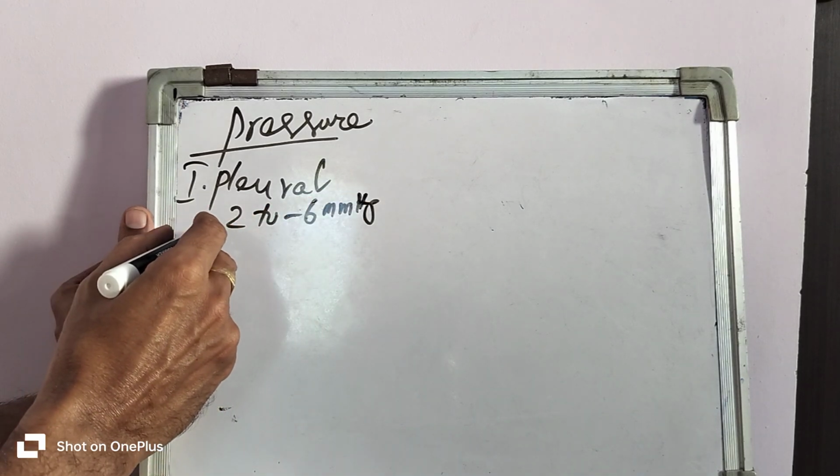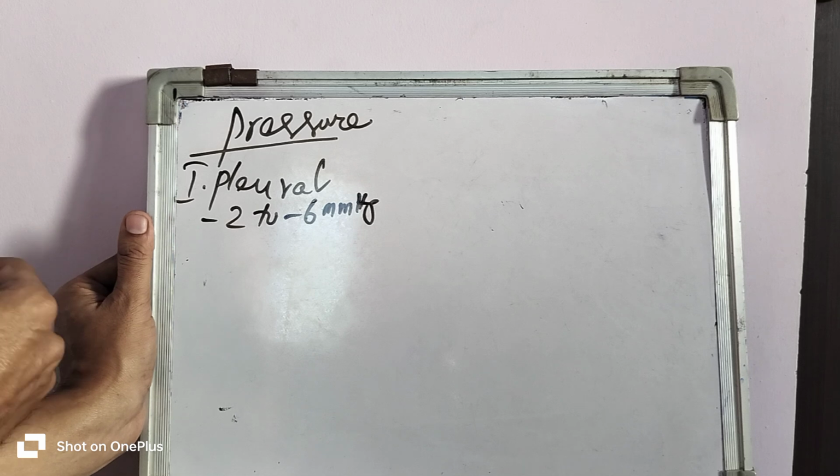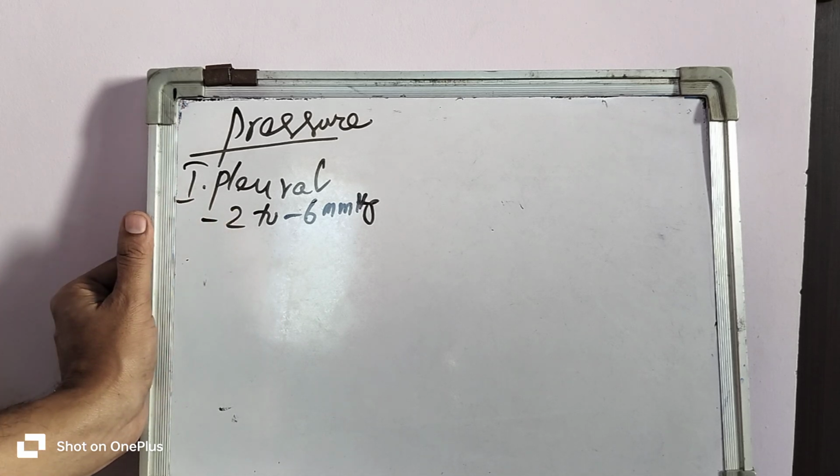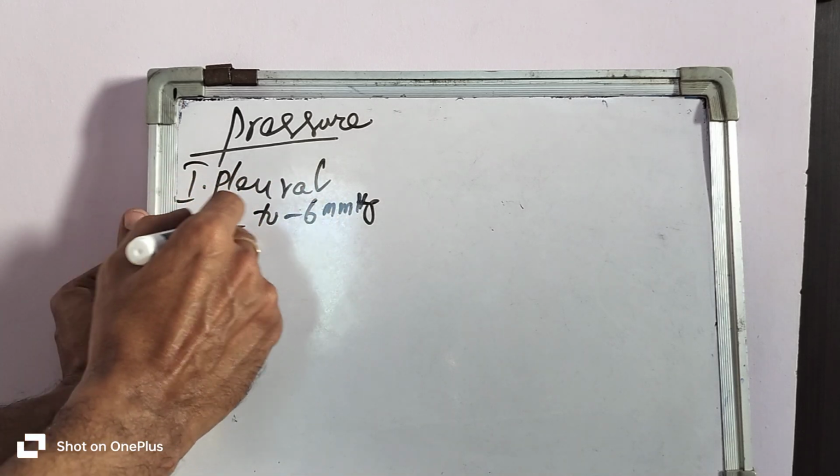That means it is -2 relative to the atmospheric pressure. Say if the atmospheric pressure is 760, it is 760 -2, that is 758. So this way you have to take it.